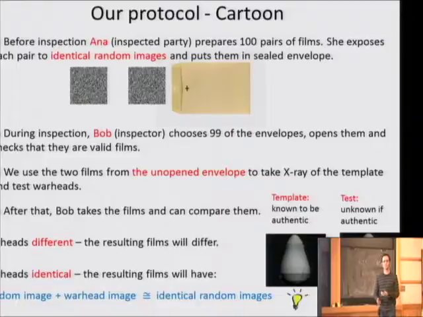Bob can inspect, but the envelope is sealed, so he didn't see the R before it got superimposed. Bob just needs to know that they're equal, and Anna is the one who wants to make sure that R is really random. Yes, so it's in her interest to do it. So each envelope has two random images that are identical to each other. Yes, identical to each other. Every envelope has an independent image.